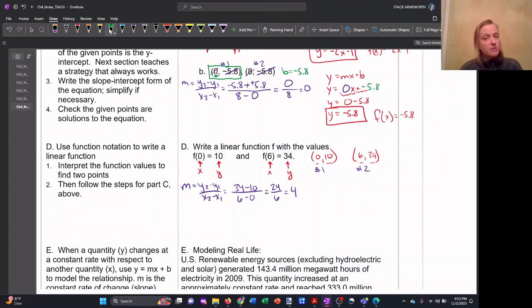Do I know what the y-intercept is? Yes, I do, because this point here has 0 as the x value. Therefore, the b value, the y-intercept, is 10. Now that I have that information, I can just plug it into slope-intercept form here.